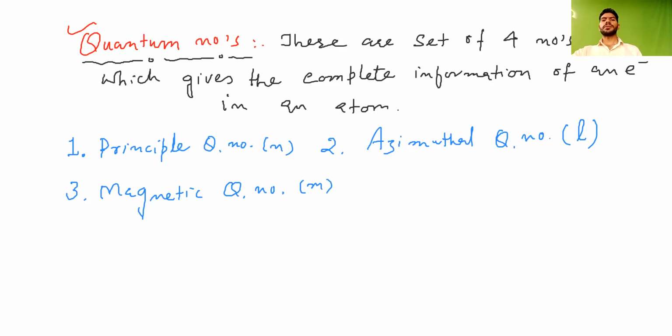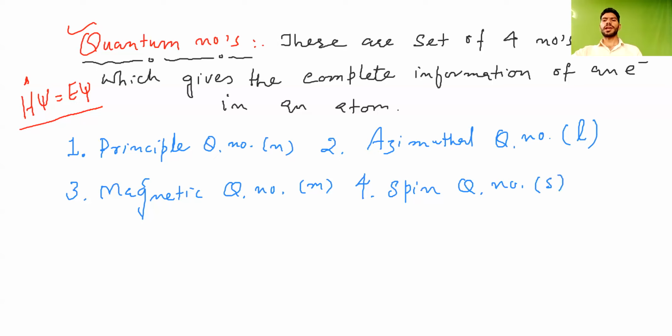These three quantum numbers, that is the principal, azimuthal, and the magnetic, are actually obtained from the solution of Schrodinger wave equation. I hope you remember the Schrodinger wave equation in short form. That is H cap psi is equal to E psi. I hope you remember. Then the fourth quantum number was also introduced, known as the spin quantum number, and it is represented by small s.